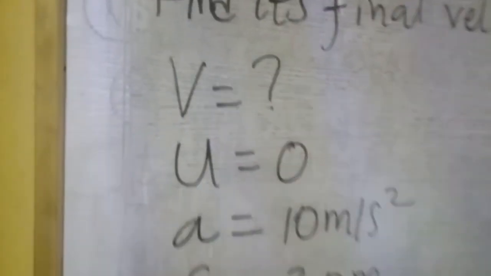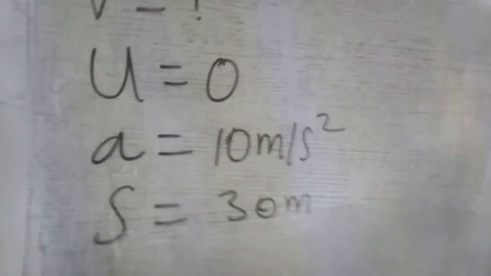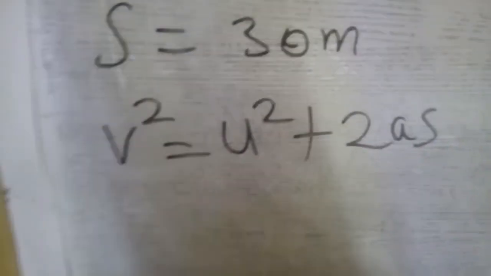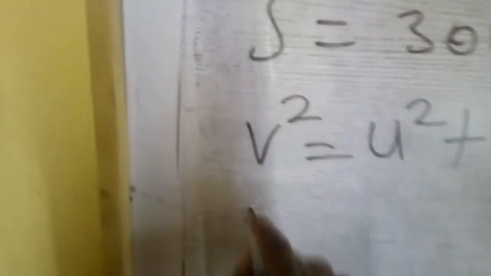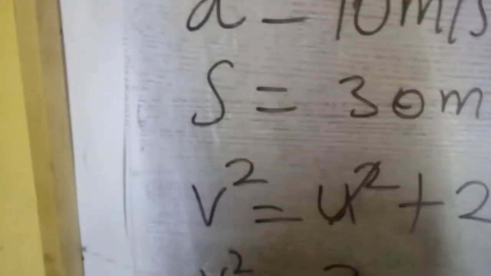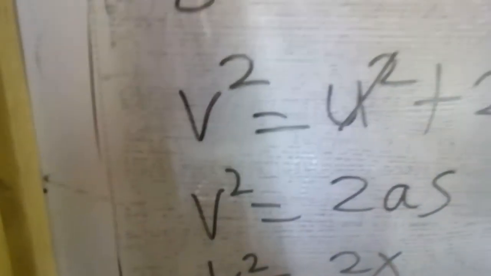So which of the equations of motion? That is the last equation of motion, the third equation of motion. So we have v squared equals u squared plus 2as. So what do we put in? We're looking for v. So v squared equals, our u squared is 0 because u is 0. So that is 2as. So we have v squared equals 2 times, what's the acceleration? That's 10. And the displacement is 30. So 2 times 10 times 30.